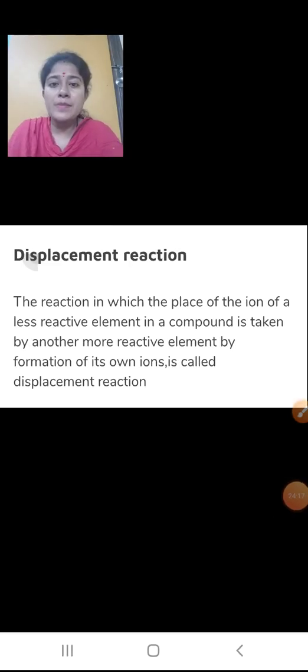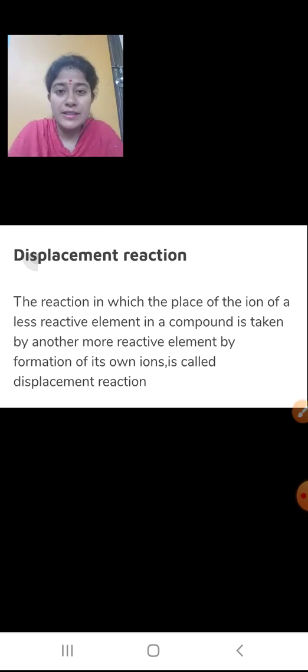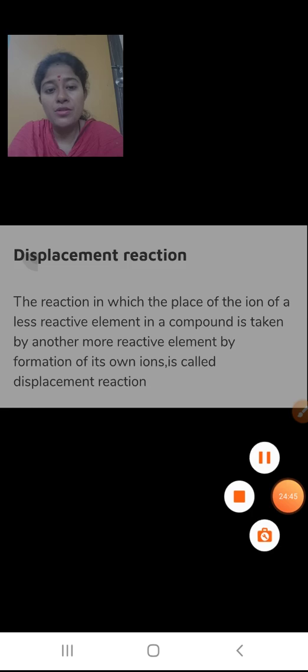Students, next is displacement reaction. The reaction in which the place of the ion of the less reactive element in a compound is taken by another more reactive element by formation of its own ions is called displacement reaction. In simple words, what is displacement reaction? When a less reactive element is displaced by a more reactive element. Okay, so that is a displacement reaction. Let us understand it with the help of a video.